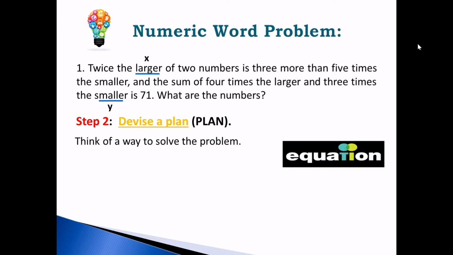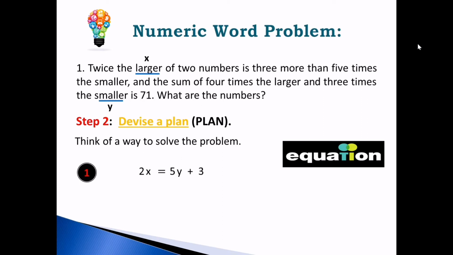So in this case, we're going to formulate an equation by sentence. When we say twice, it means two times. So twice the larger of two numbers is equal to 3 more than 5 times the smaller. So 5 times the smaller, then more than means plus. So we're able to create the first equation.